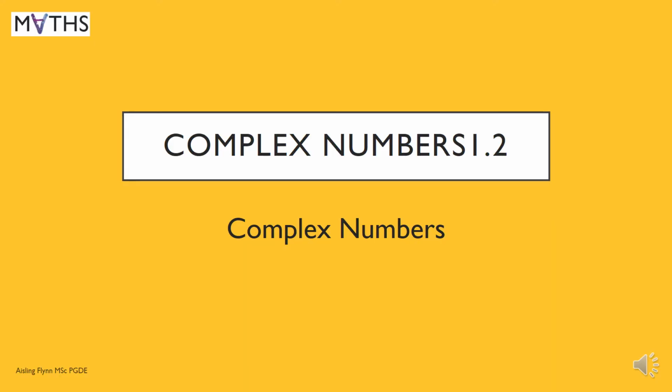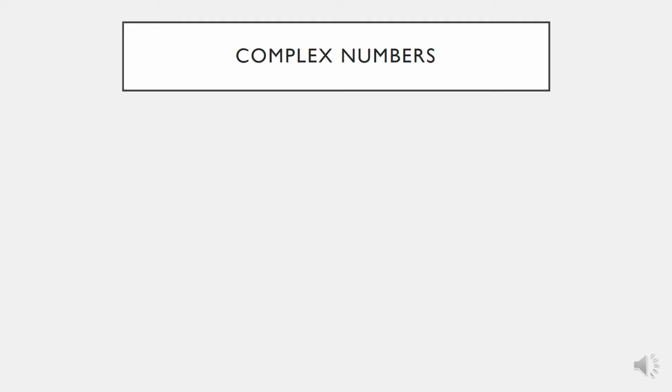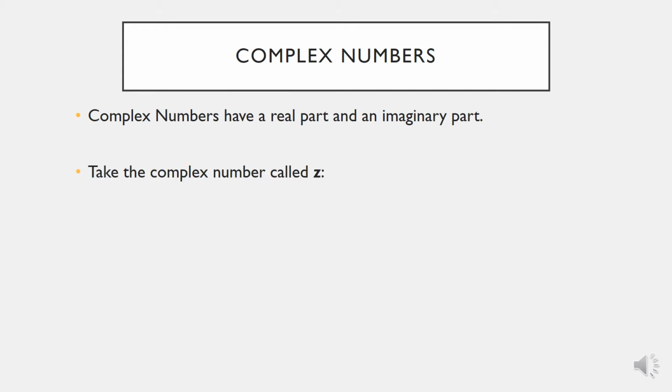This is complex numbers 1.2. We're looking at complex numbers. So complex numbers have a real part and an imaginary part.